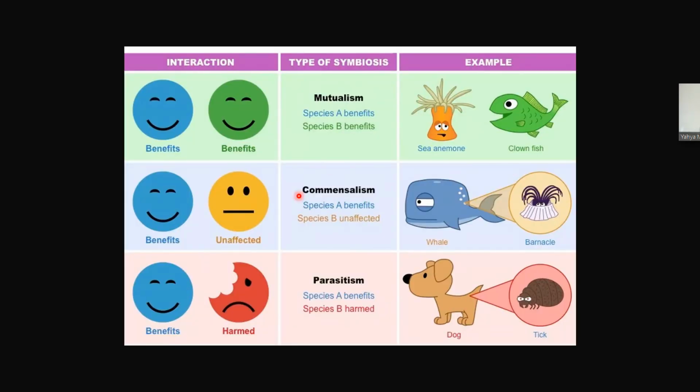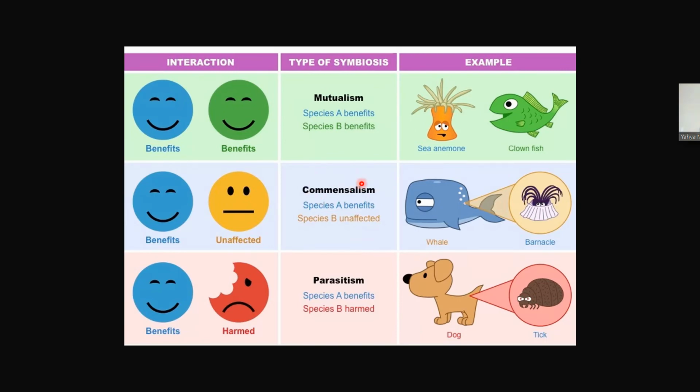So there are different kinds of interactions that can occur between organisms. This one over here is called mutualism, right? So what does this mean? Two organisms interact, and both of them benefit from it, right? So species A benefits, and species B benefits. They both benefit. That's called mutualism.